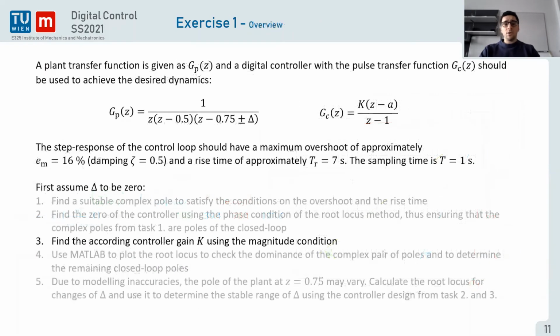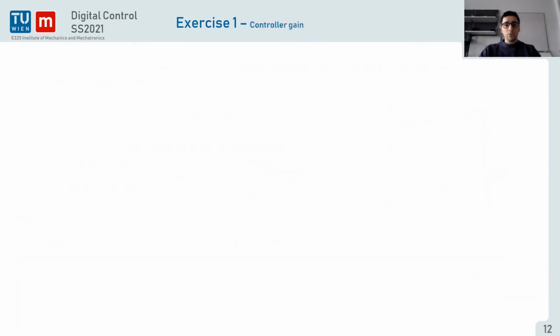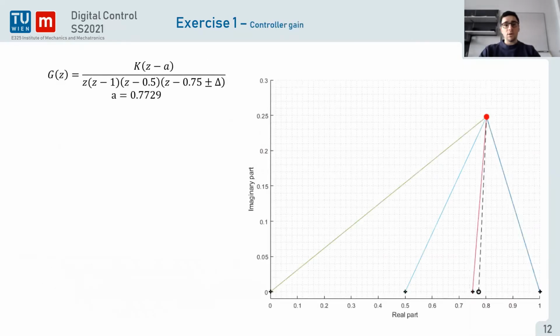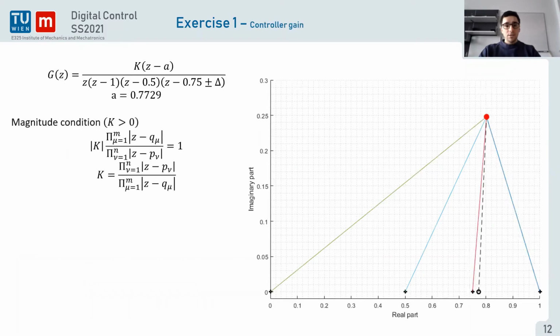Now that we found our zero location for the controller, we can look at the gain of the controller. So for the gain, we just use the magnitude condition. Magnitude condition is really easy. It just says that the absolute value of the gain k of the system, which here is the gain of the controller, multiplied by the distance between the desired pole z and all the zeros called q mu, divided by the product of the distance between the desired pole and the poles of the system should be equal to 1.